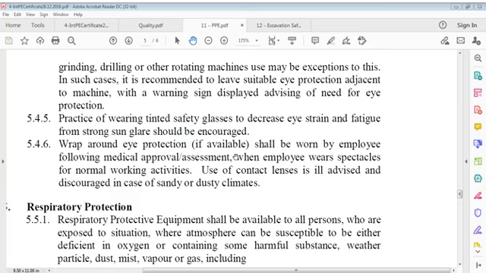Tinted safety glass to decrease eye strain and fatigue from strong sun glare should be encouraged. Wrap around eye protection, if available, shall be worn by the employee following medical approval assessment. When an employee wears spectacles for normal working activities, use of contact lenses is ill-advised and discouraged in case of sandy or dusty climate.